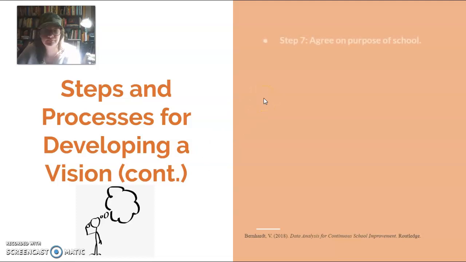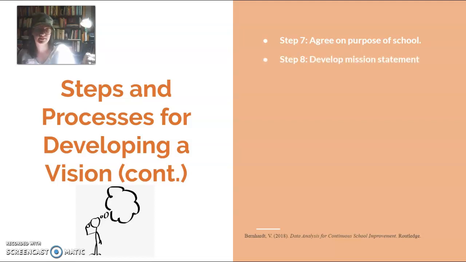So step 7 is agree on the purpose of a school. As we know, everybody might have a different purpose. Sally over here might think that school is just a place for teachers to watch their kids while they're at work, while Jane over here might think that school is preparing our students for the future. So we need to agree based on those values and based on those beliefs what the purpose of school is for us as staff going forward.